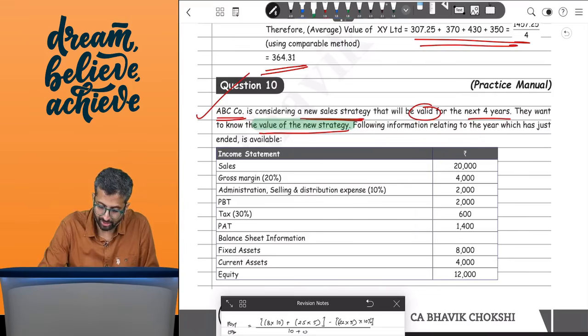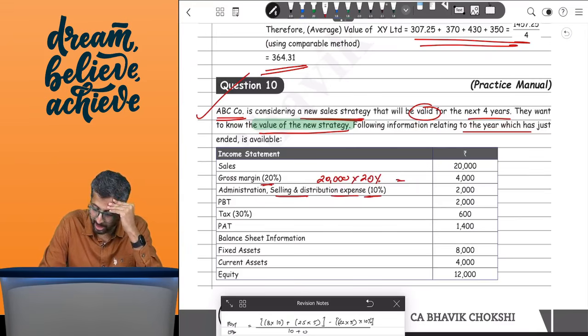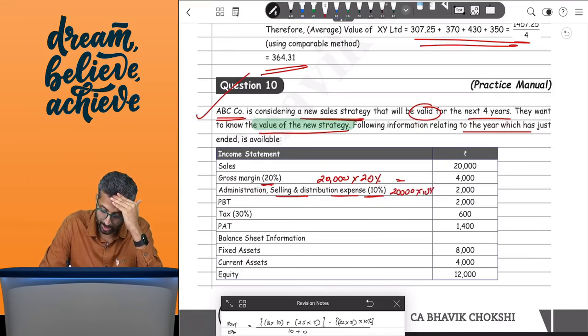The following information is given relating to the year which has just ended, so this is past data. Sales are 20,000, and the gross margin is 20%, so 20,000 into 20% is 4,000. Admin and selling expenses are given as a percentage, so this must be a percentage of sales. That is 20,000 into 10%, which gives you 2,000, and hence 4,000 minus 2,000 gives you PBT of 2,000.